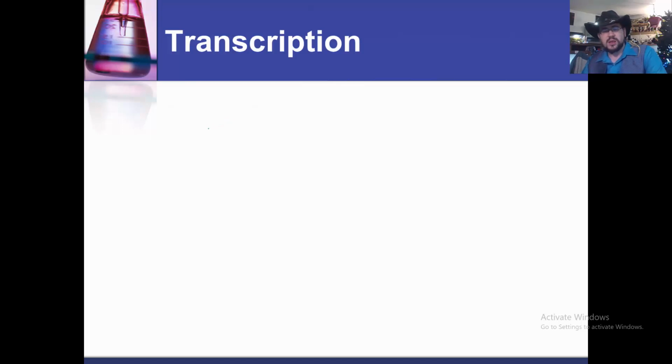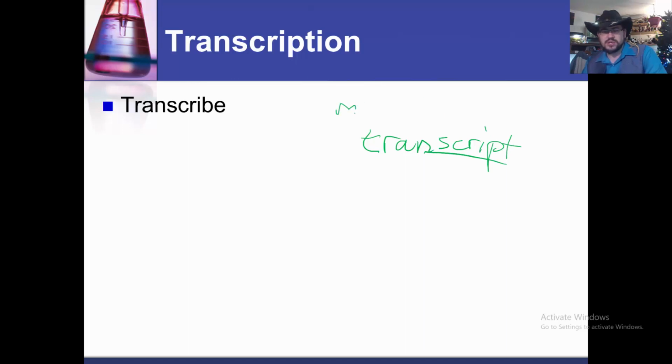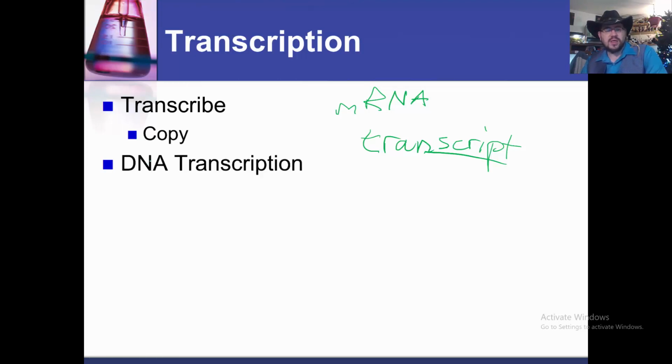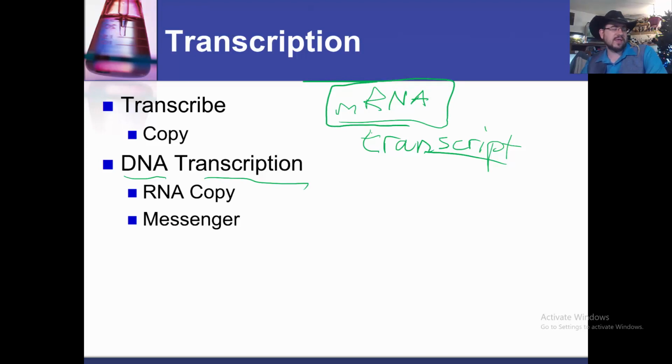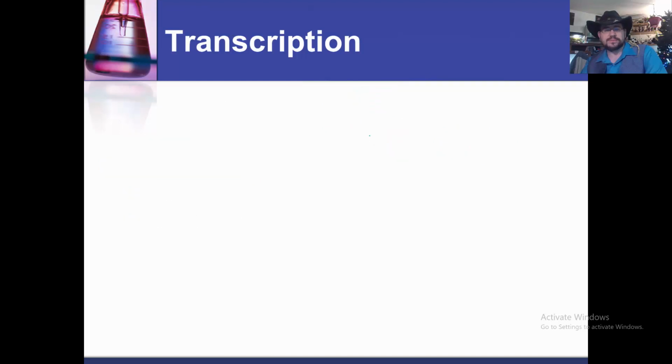So transcription is all about taking the DNA instructions and producing an RNA transcript. So the whole goal is to make a transcript of the gene, which is in the form of mRNA. We're looking for the mRNA transcript. So we copy the gene into RNA. This is termed DNA transcription. And of course, always remember that the whole point is to make an RNA copy. We're building mRNA. And it's that messenger RNA that can leave the nucleus and go to the ribosomes.